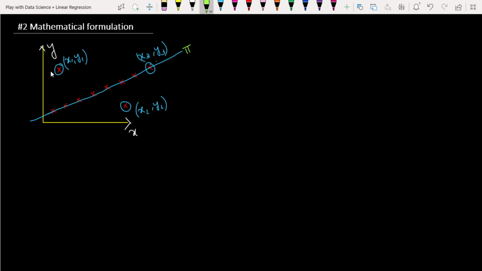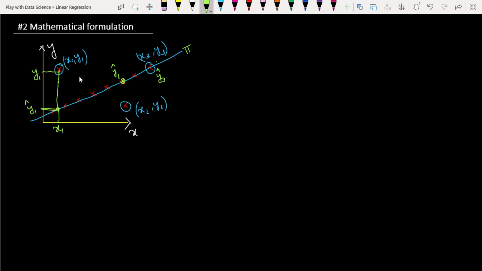This point, on the green line here, is our x1 and it is our y1, and the predicted value of this point is here, and we call it y1 hat. Similarly here the predicted value will be here, and the actual value is here. Here the predicted value is y2 hat, and similarly here the predicted value is y3 hat.